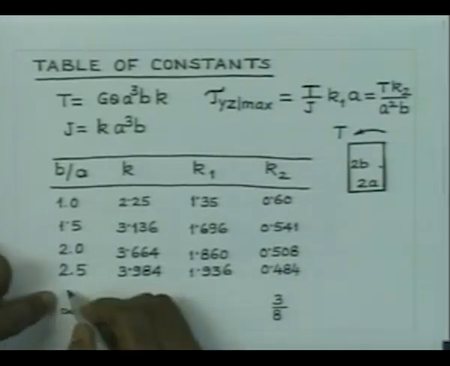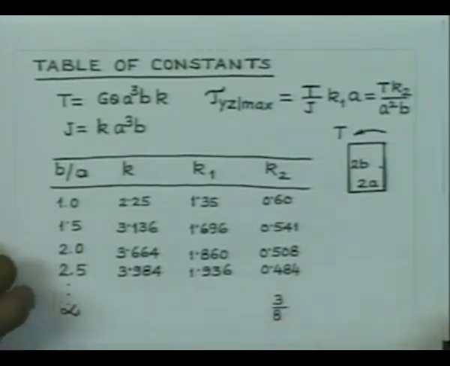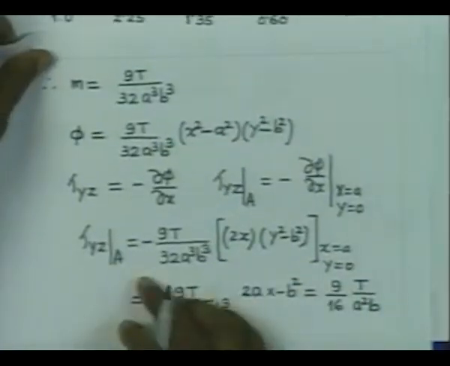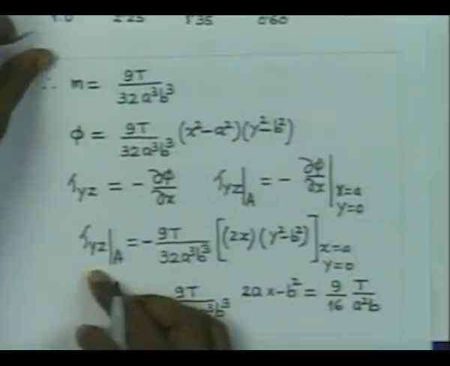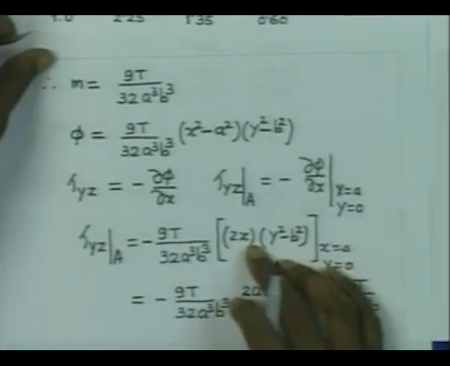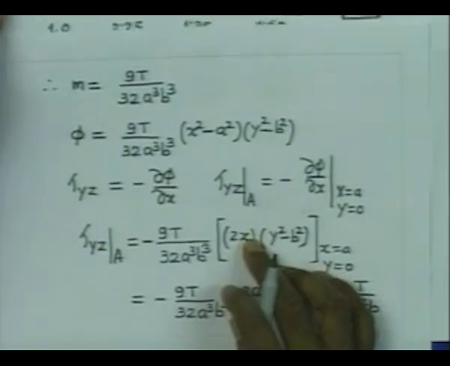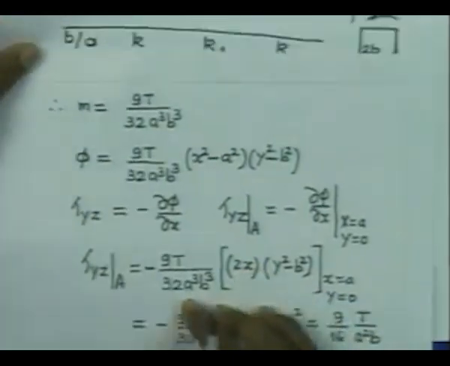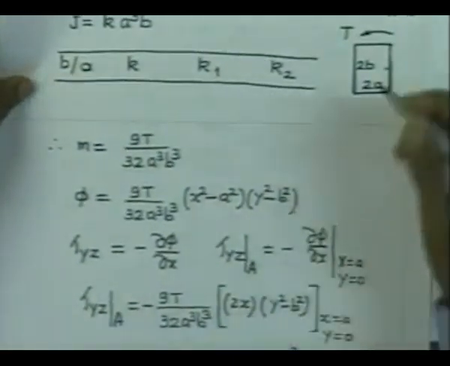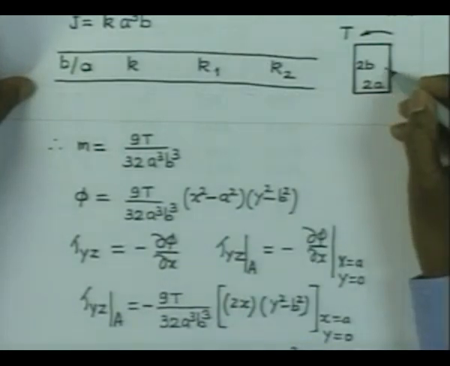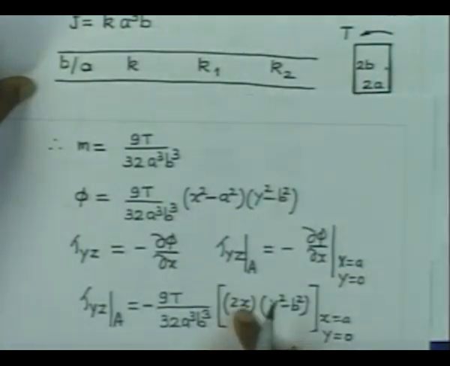We will like to use this result later. One point worth noting here is that the stress that we have obtained, tau yz stress, is proportional to x. Therefore, as the distance from the origin or the center of the cross section increases, the stress increases, and it is going to be highest at the outer periphery.